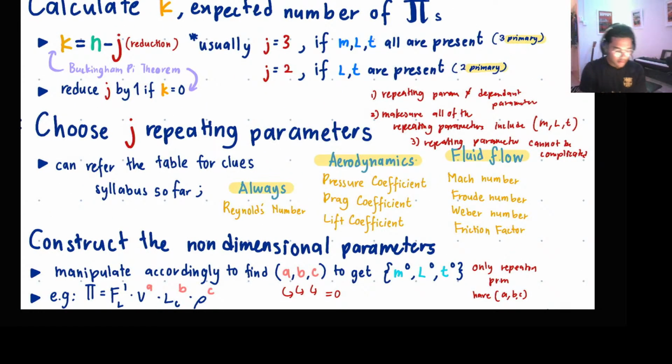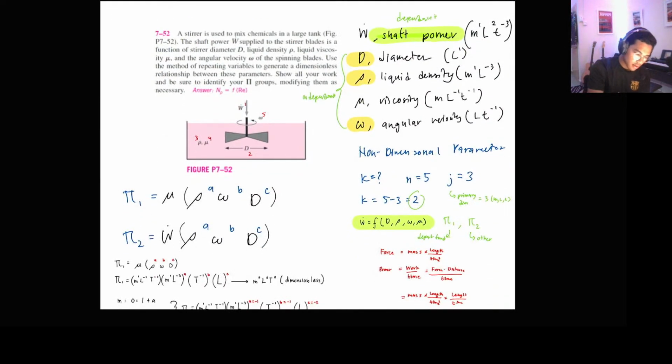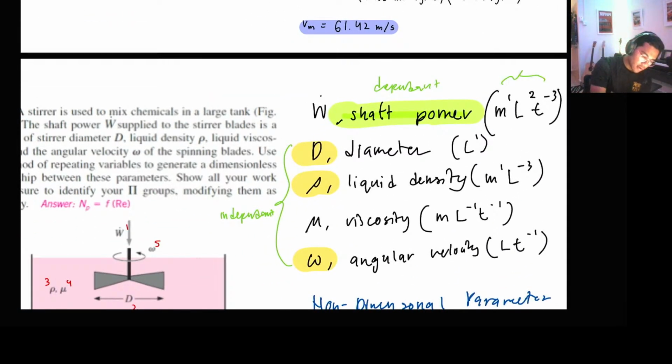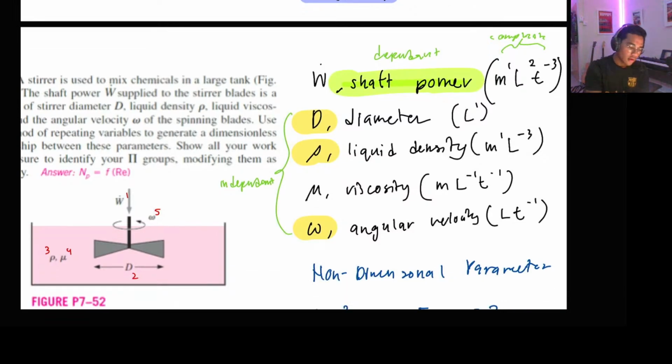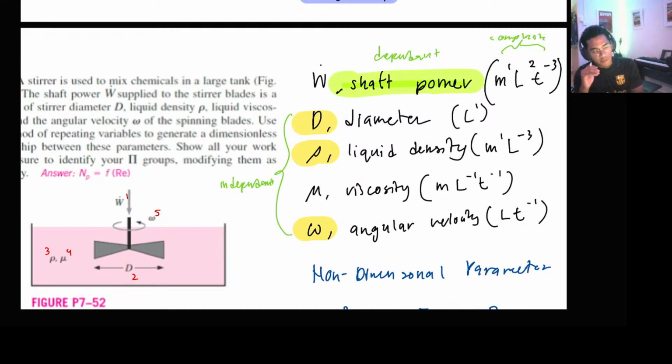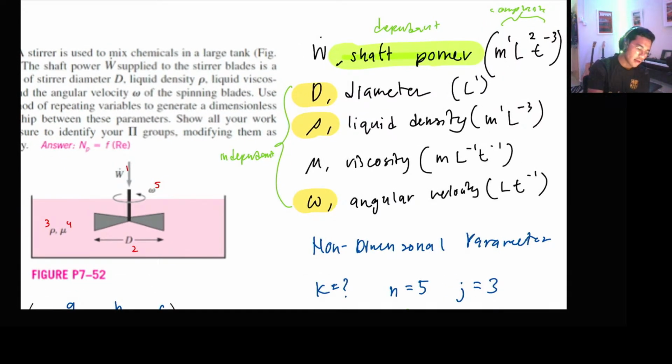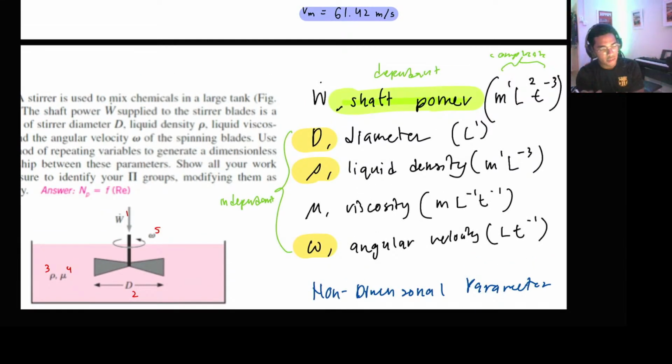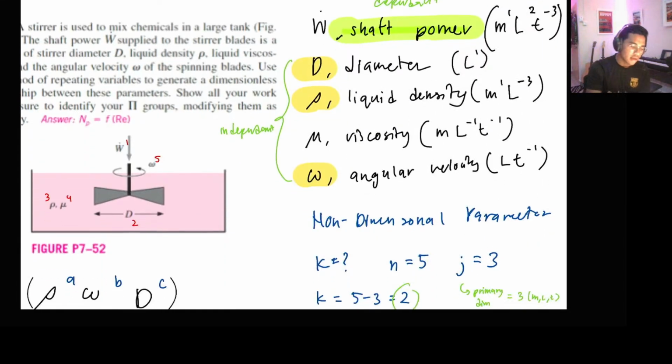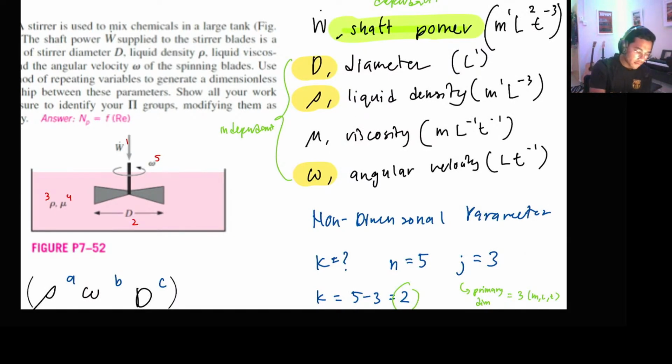What I mean is, this is a very complicated dimension. It will be hard for us to find the ABC of the power of the repeating parameters. So we want to find the simple dimensions, which eliminates shaft power. Shaft power is also the dependent, so that leaves us with 4 other parameters.